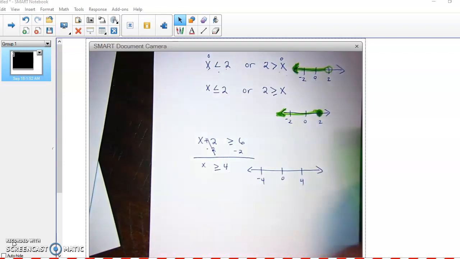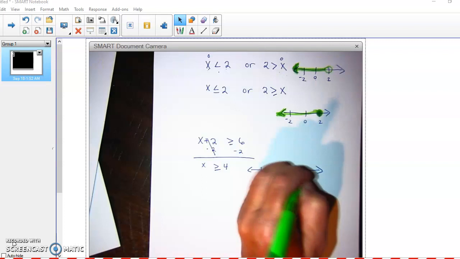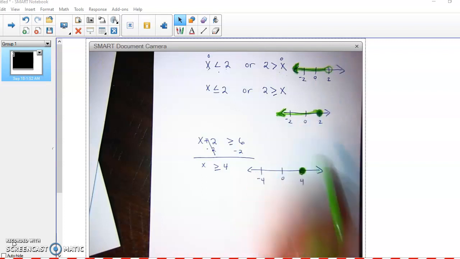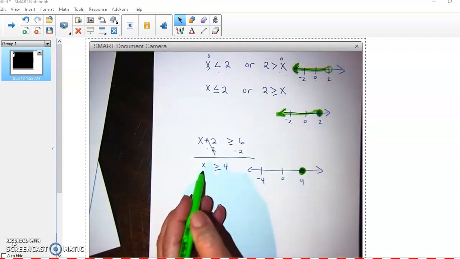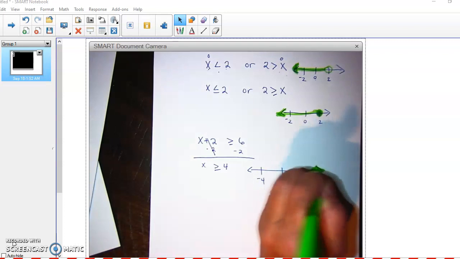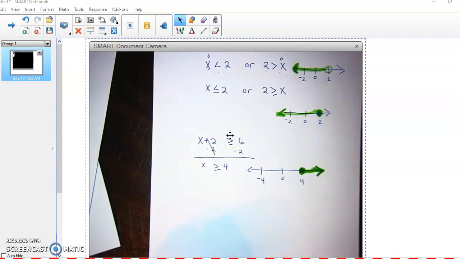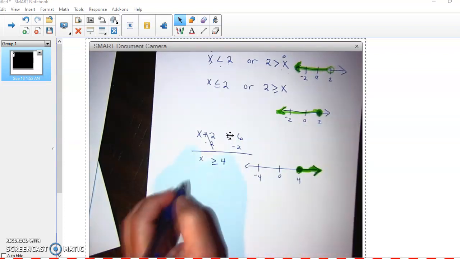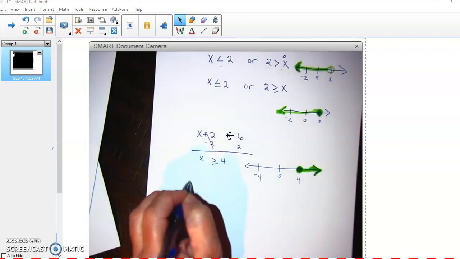So if it's greater than or equal to 4, that means this is my boundary right here. Since 4 is included, and everything that's going to represent x has to be larger than 4, so it's greater than or equal to 4. The next thing you need to learn is, we'll go over set notation first.